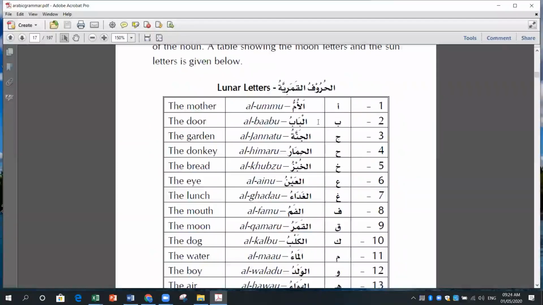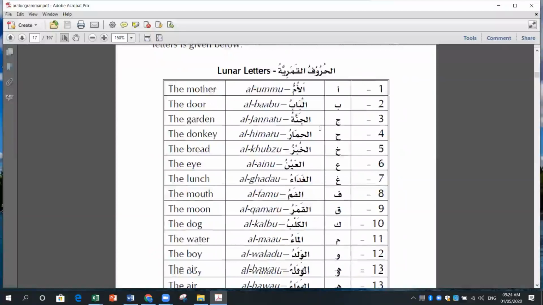Just heard somewhere. No problem. Acha, just read this word. Al-Babu. Like, you know, the actual word is bab, babun, darwaza, the door. But when I put alif lam, it becomes al-babun.